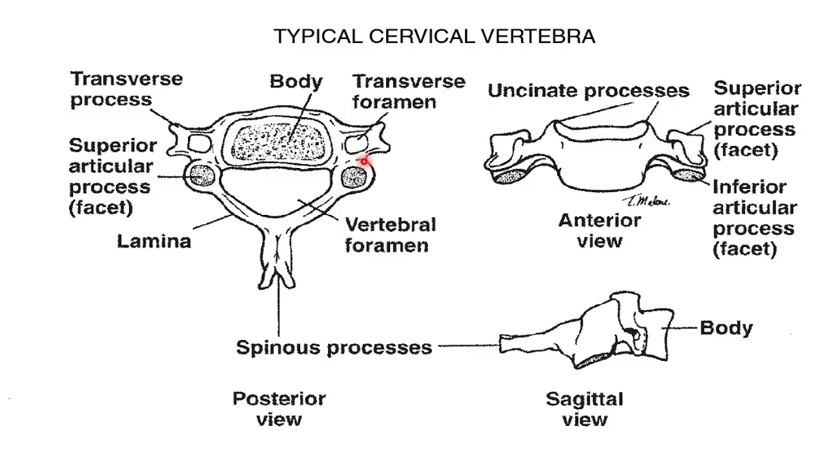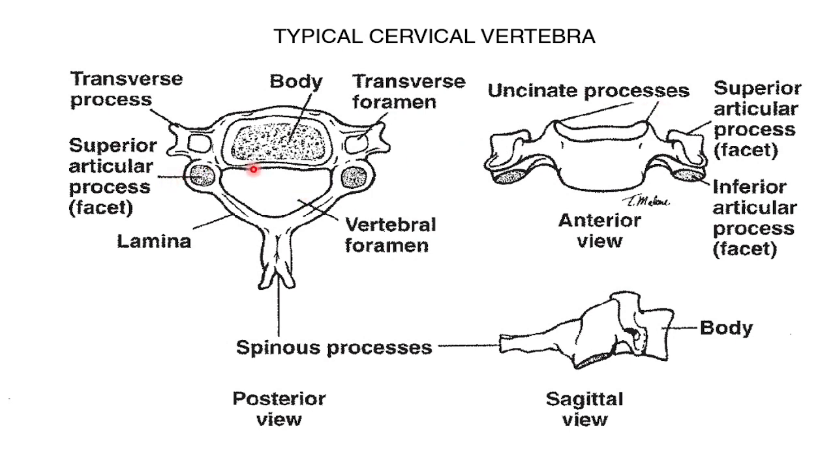So this is the diagrammatic representation of the typical cervical vertebrae. You can see here the spinous process will be bifid and the vertebral foramen will be larger. And this is the superior view, and you can see here the superior articular facet that will be articulating with the inferior articular facet of the superior vertebra.